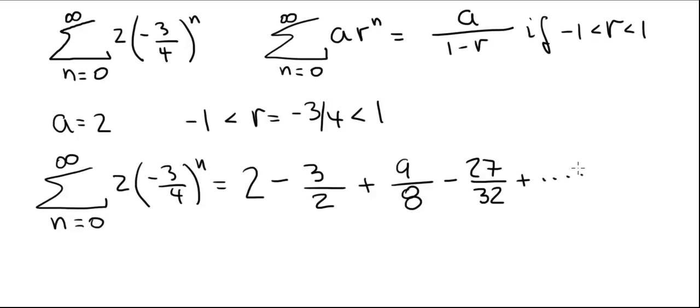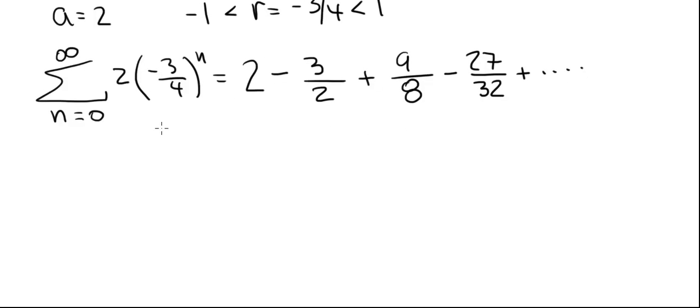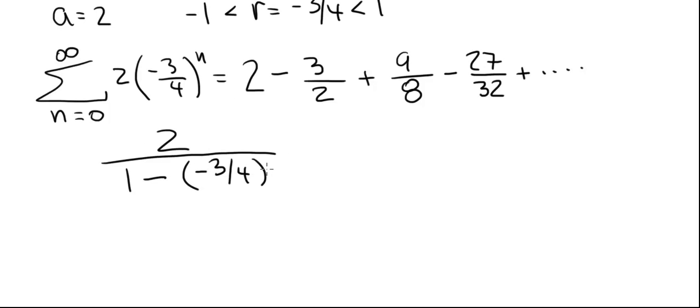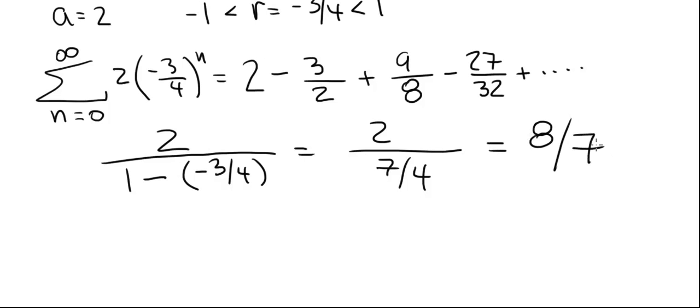And this series converges to a divided by 1 minus r. So that is 2 divided by 1 minus a negative 3/4, and that becomes 2 divided by 7/4, which is 8/7.